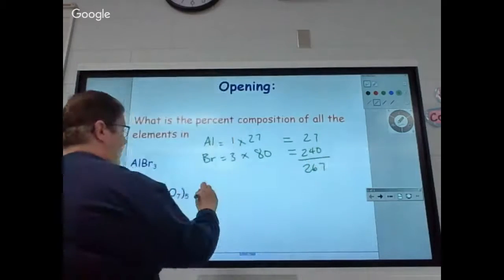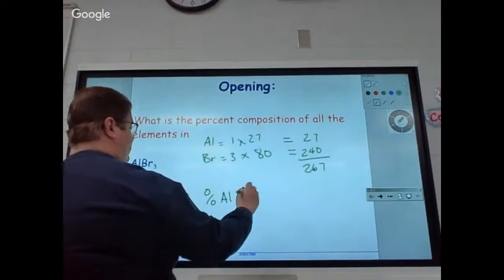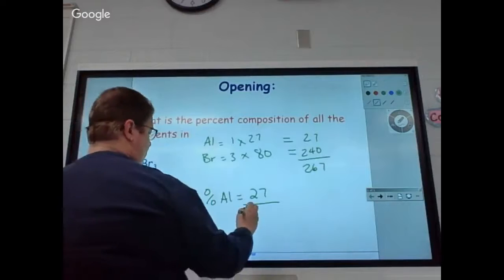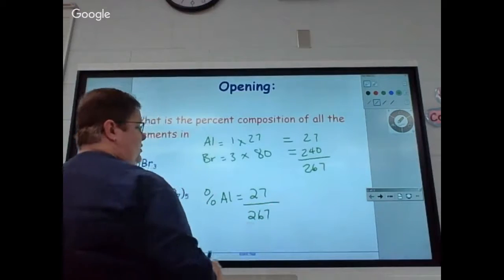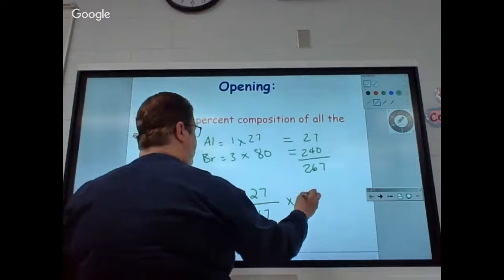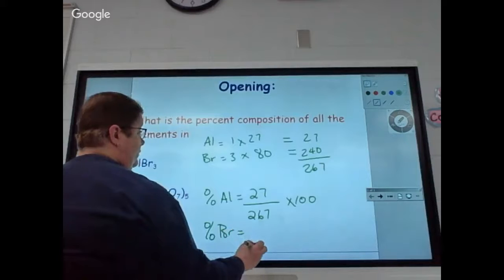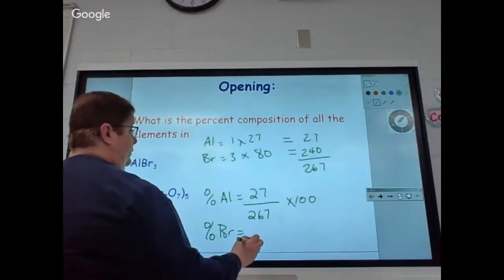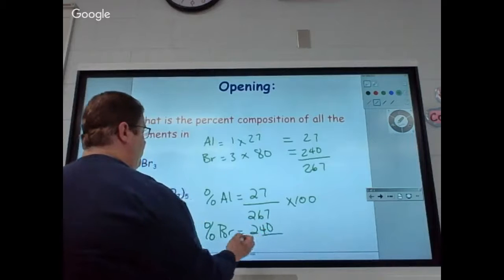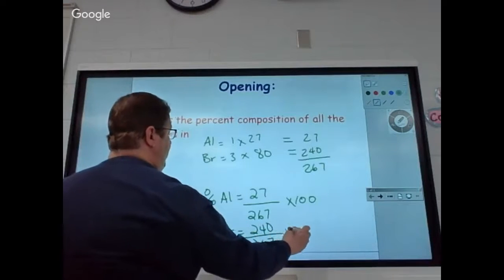All right, so how do I find the percent aluminum? The mass of aluminum, which is 27, over the mass of the whole compound, which is 267, and then I do what? Times 100. All right. For the percent bromine, I say what? 240, which is the mass of the element, over 267, which is the mass of the compound, times 100.